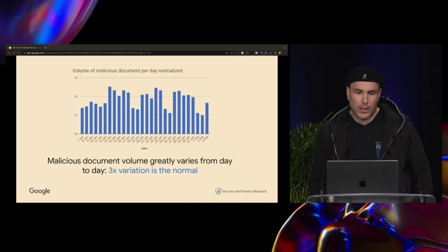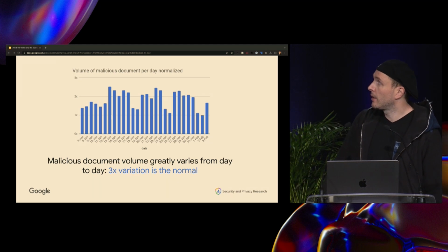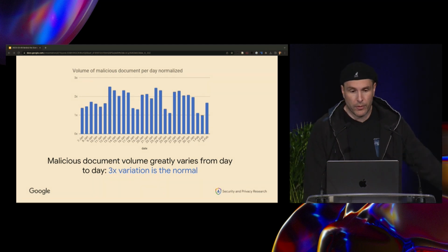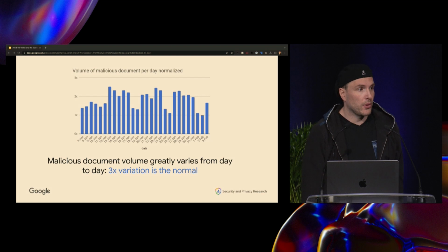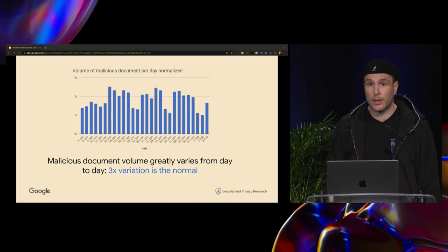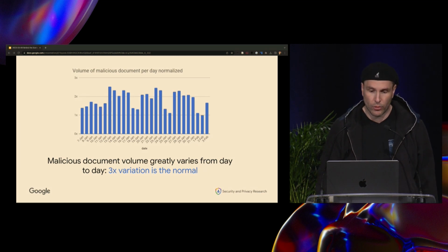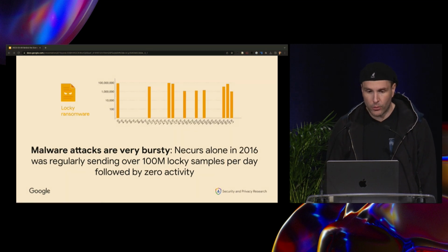Another issue that we're facing that might not be so well known is that the malicious document volume greatly varies from one day to another. We can see 3 times more variation of malware in a day, and the volume varies from one day to the other.